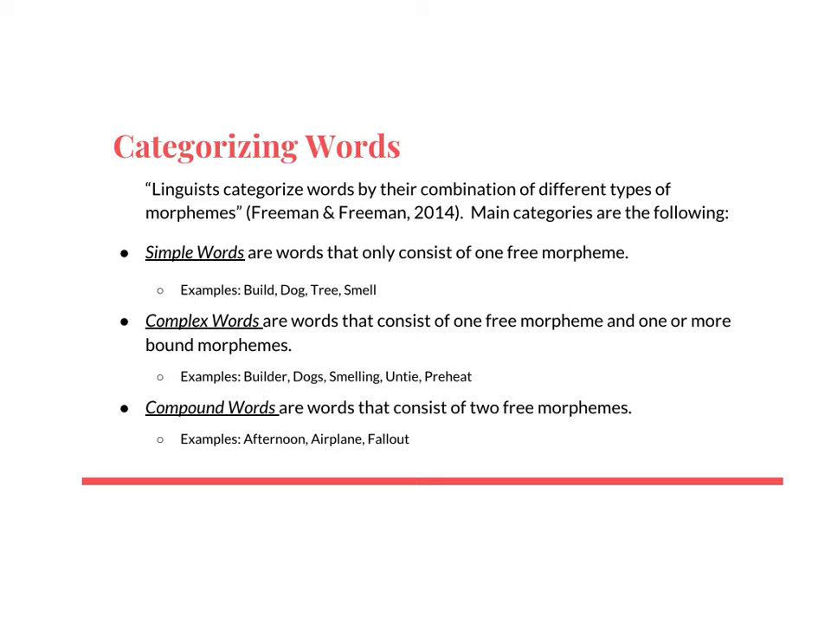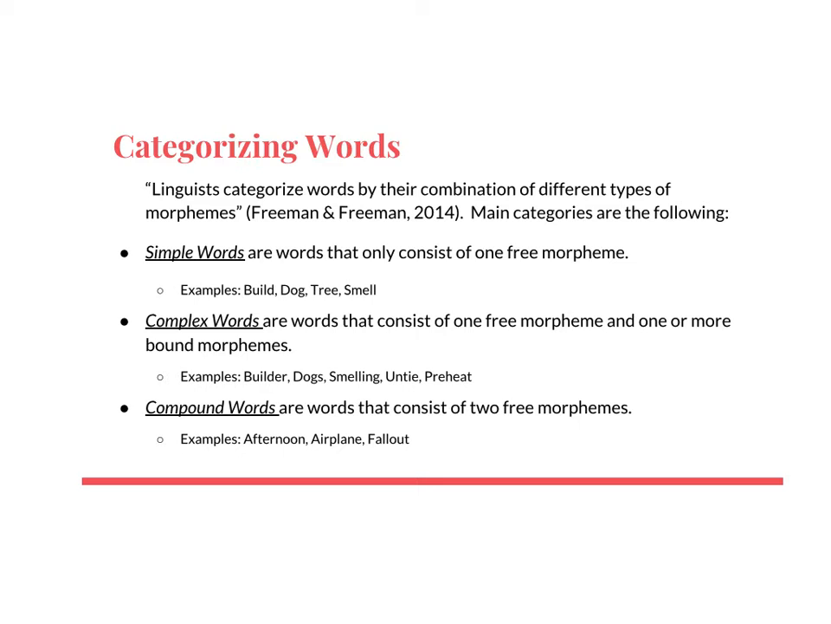Linguists categorize words by their combination of different types of morphemes. Main categories are simple words, complex words, and compound words. Simple words are words that only consist of one free morpheme. Free morphemes are units of a word that can stand alone. These are also known as the root words. Examples are build, dog, tree, and smell. These words cannot be broken down smaller.